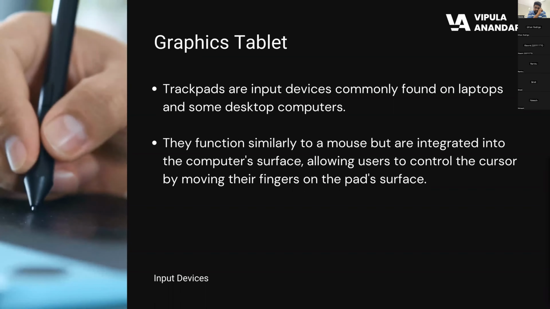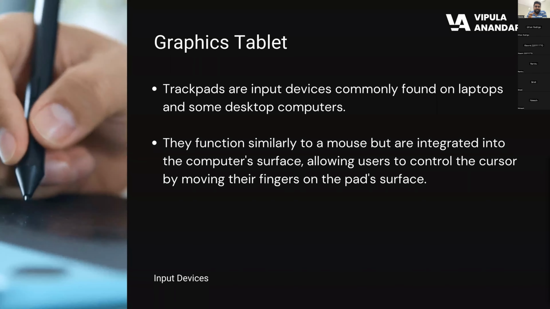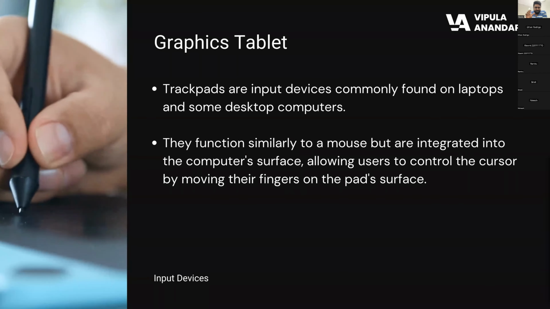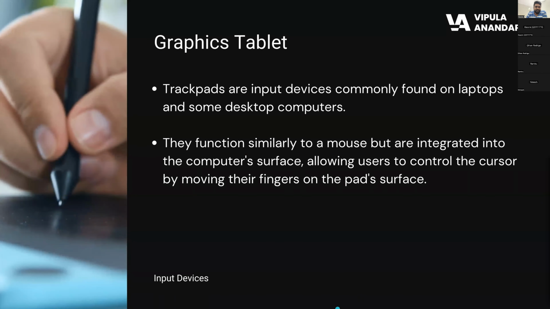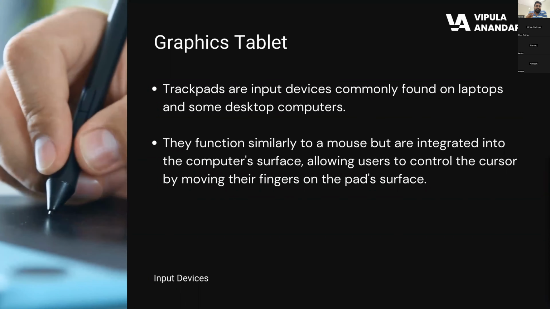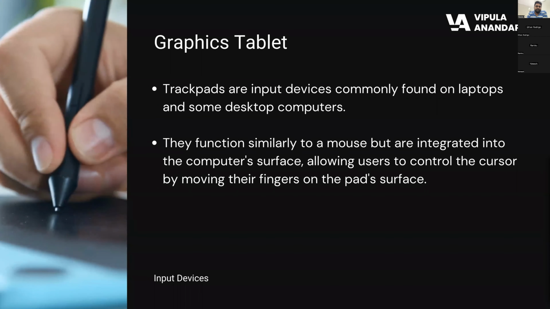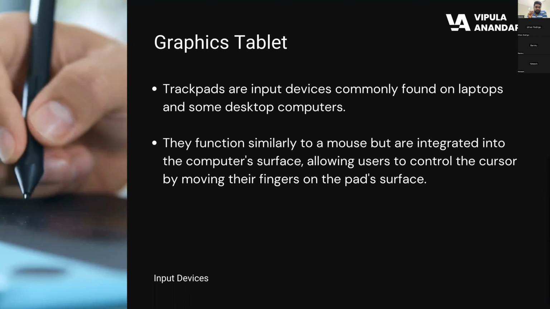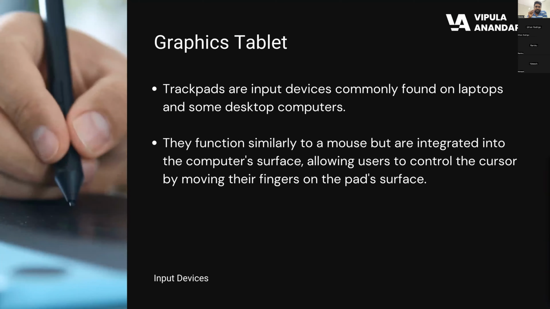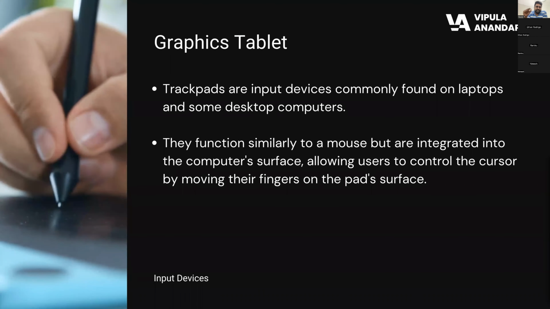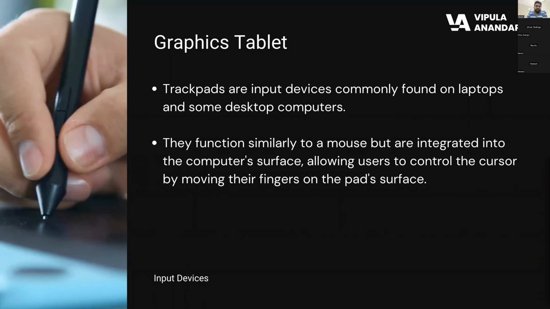So the graphic tablet is basically a touch panel, but more advanced, where you can use a pen. It's basically the same as a trackpad, but it will only detect this particular pen's tip, so that you can use that pen to draw whatever you want.